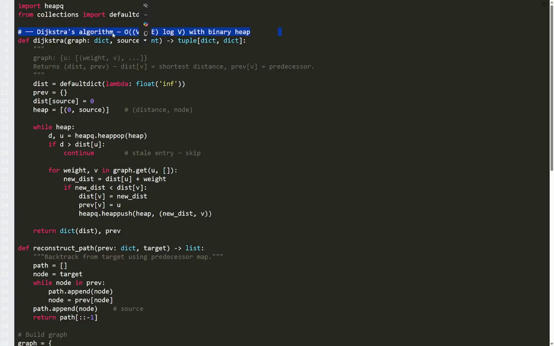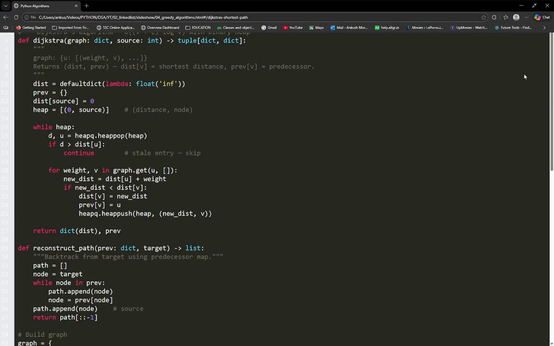In each iteration, pop the minimum distance vertex. For each of its neighbors, compute the new distance via this vertex. If that's less than the previously known best, update and push the new distance onto the heap. The step-by-step trace makes the greedy selection vivid.